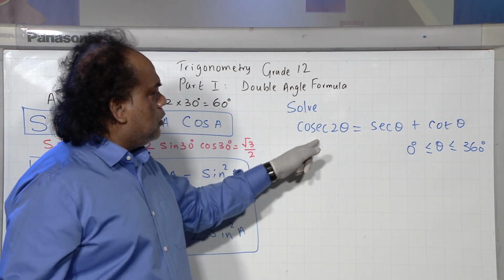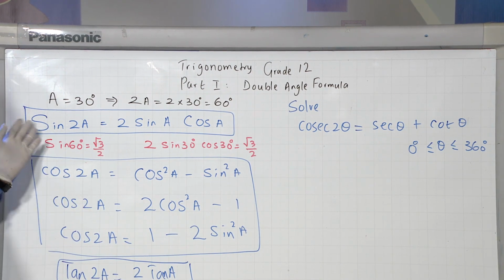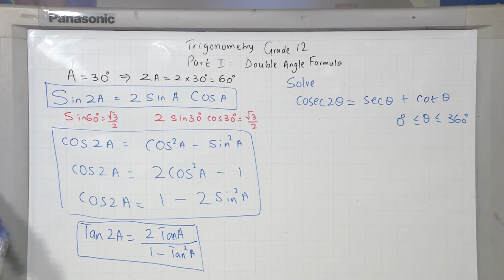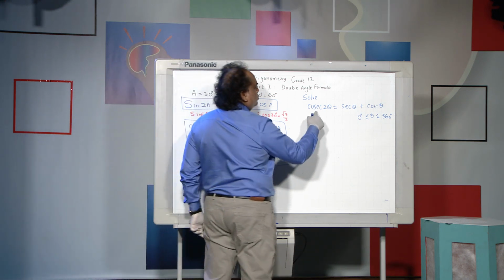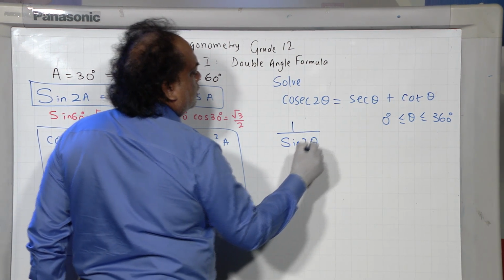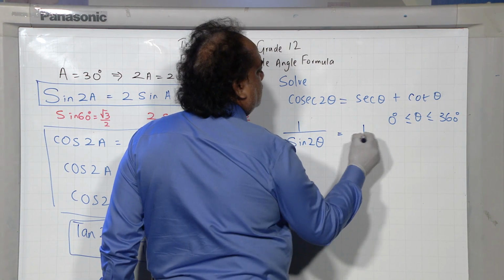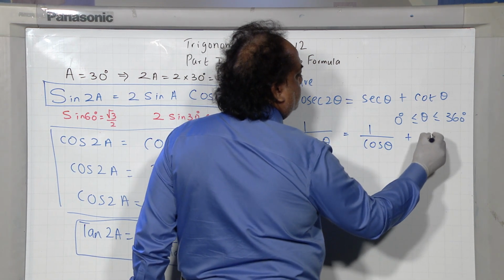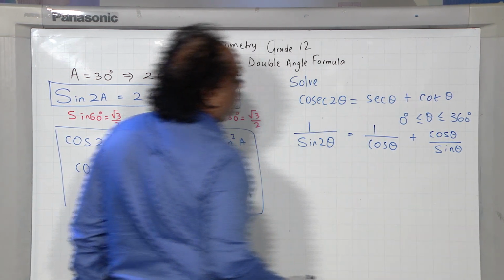Of course, you will tell me, well, I know this is double angle, this is single angle, this is single angle, but we have never written any formula for cosec 2 theta. We have written for sine, we have written for cos, we have written for tan, but not for cosec. So what do you think we will do? What is cosec 2 theta? It is 1 over sine 2 theta. What is sec theta? 1 over cos theta. What is cot theta? Cos theta over sine theta.